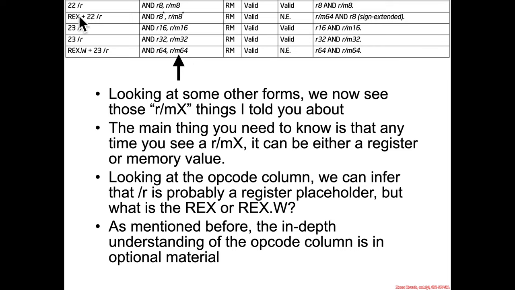Now, just taking a quick look back at the opcode column, in the previous one we had numbers like 20 and then an immediate. Now we've added in a slash R. That slash R is going to specify a register, and that's going to be a byte that specifies a register. So 22 and a byte to specify a register will give you the AND instruction with an RM8 and an R. But then there's also this form that has a REX and a REX.W. These are the things that force stuff to be 64-bit mode, and I'm not going to talk about them too much now. Again, that goes into the optional material when we really dig into this section.